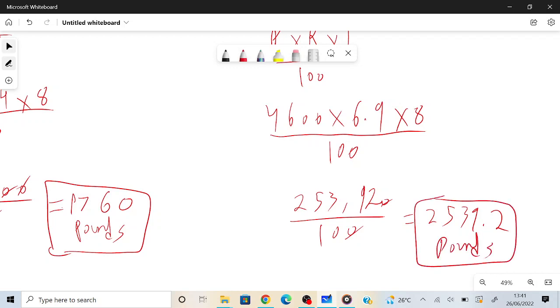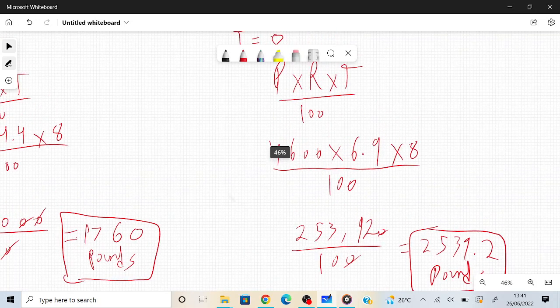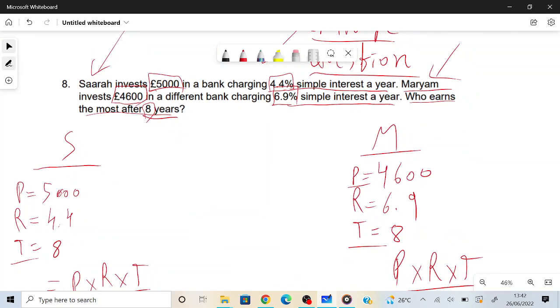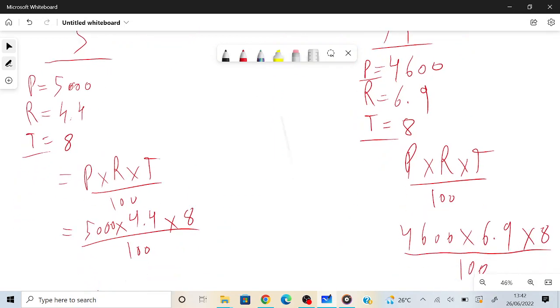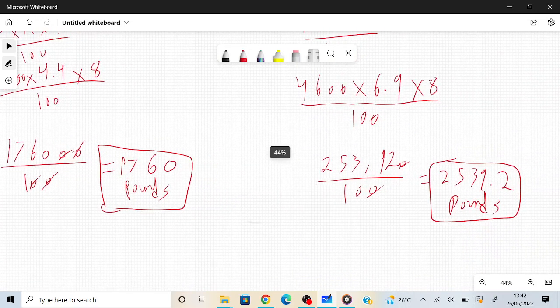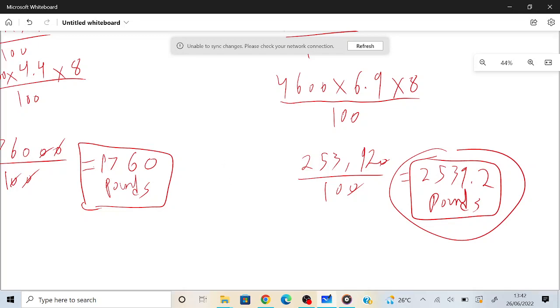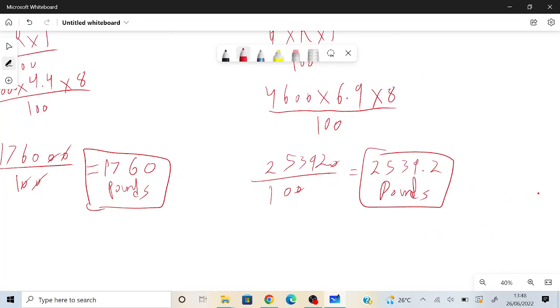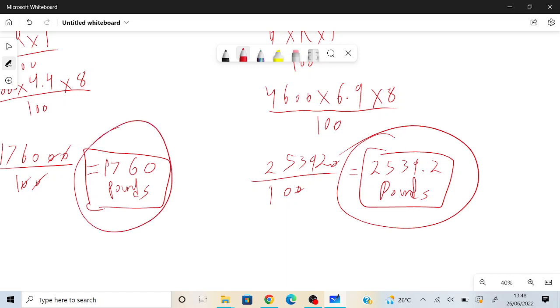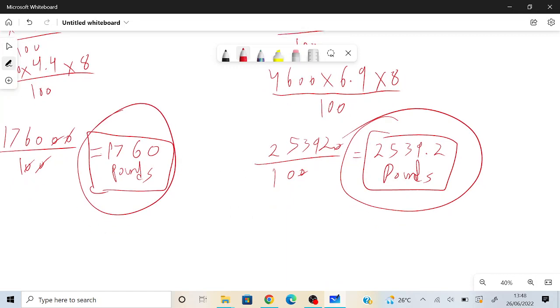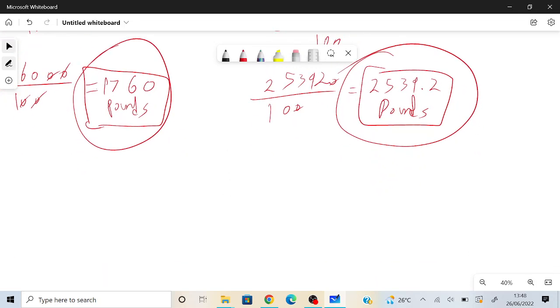So now that I have my two values, let's have a look at what the question wanted us to do again. The question said, who earns the most after 8 years? And as we can see, visibly this number is bigger than this number over here. So sorry guys, whiteboard just went off suddenly, but as I was saying, this value visibly is greater than this value, and since the question asked who earned more, we can confidently say that it's this person that earned more, and that was Miriam.